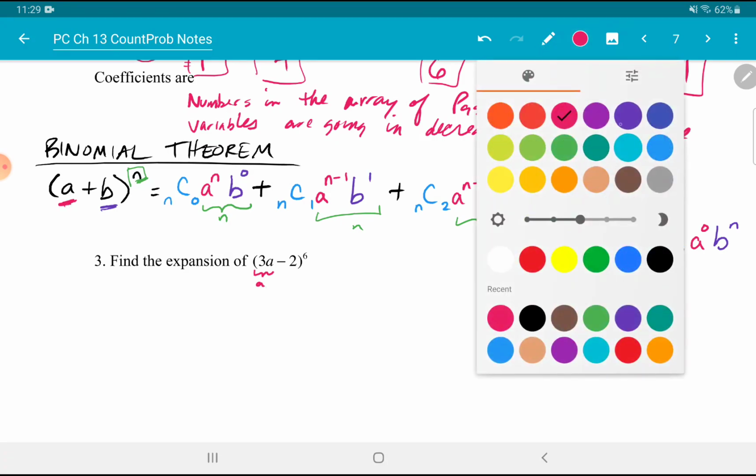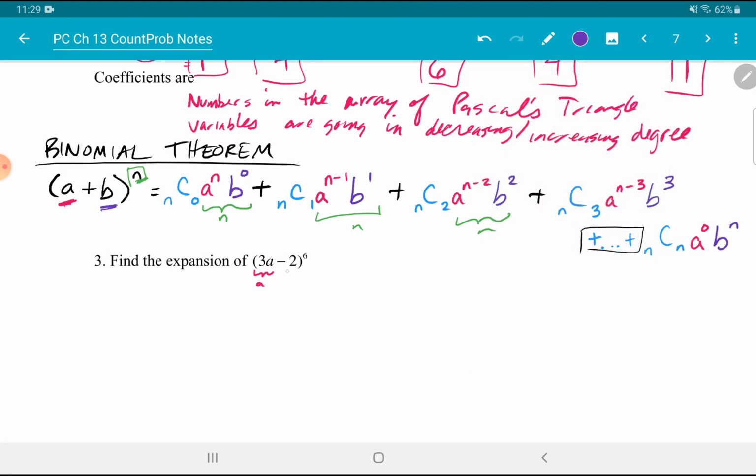And then I also notice that my second term is actually going to be a minus 2, because really you're saying this is 3a plus a negative 2, and that's taken to the 6th power. So just be aware of that, and keep in mind that 6th power is treated like your n value, your n degree. As we work this out, remember we have 3 parts to figure out. 1, what is the coefficient? 2, what is our first term? And 3, what is our last term?